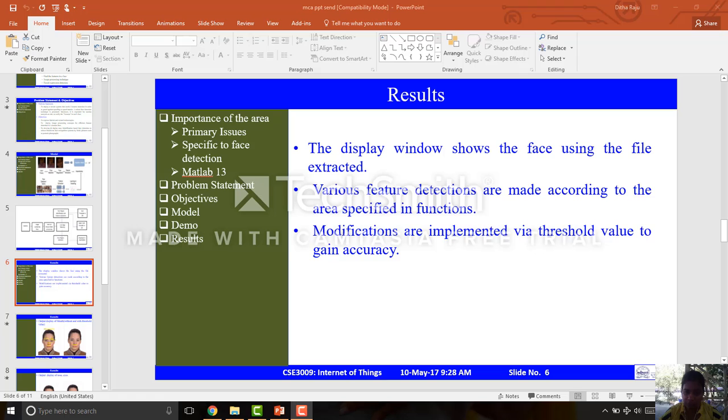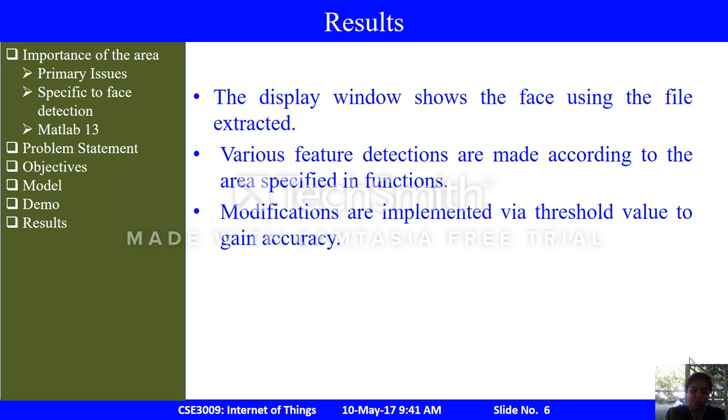window. Various face feature reductions are made according to the area specified in the functions, and modifications are implemented using a threshold value. To perform any detection for that matter, there is a threshold value. The system itself is given a particular threshold value, where any operations performed should match the threshold value, and then it has to perform accordingly. So the output is basically dependent on the threshold value that is given to the system. Now we will see the result of our project.